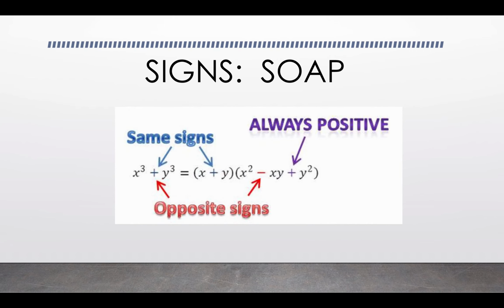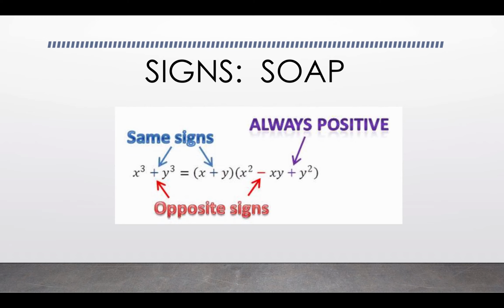So let's look at the signs. The acronym that's very helpful is SOAP. Same, opposite, always positive. Okay, and you can see here, as you have x cubed plus y cubed, when you look at that being factored, the original sign is a plus, and in the first set of parentheses is also a plus. So the first sign will always be the same as what the problem is.